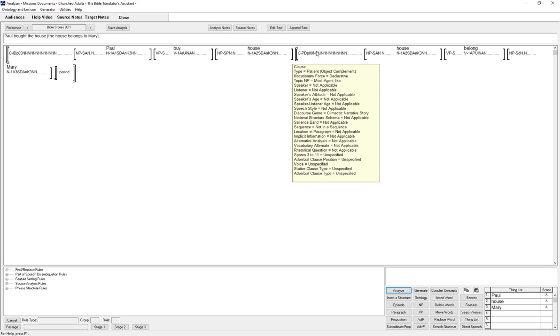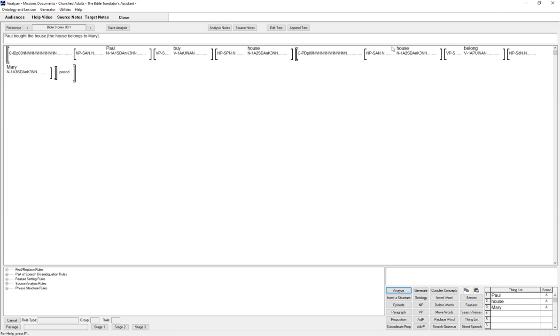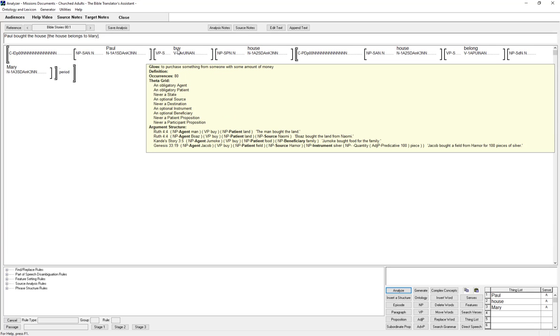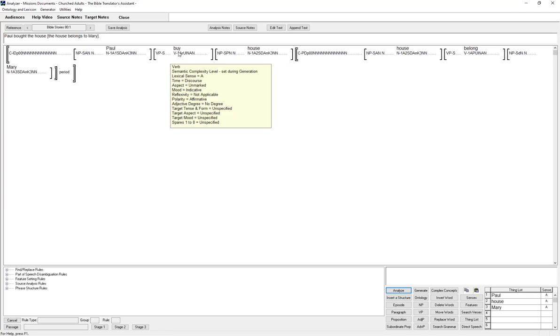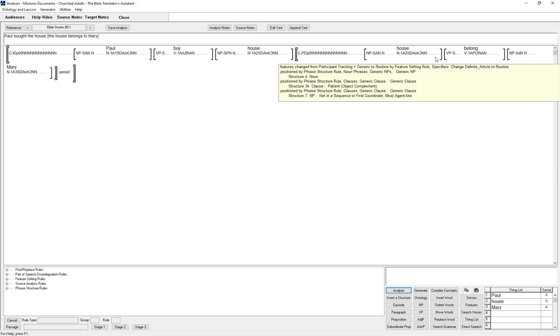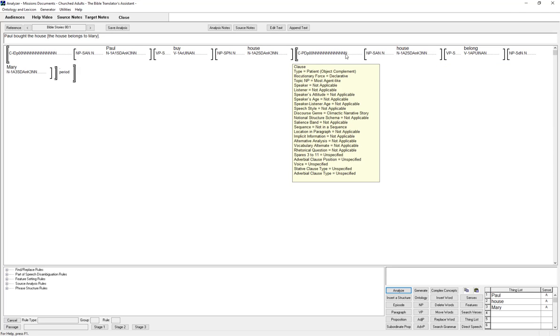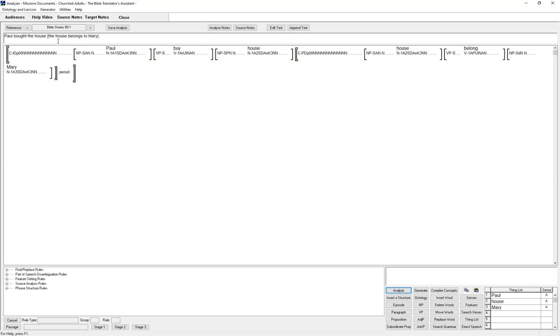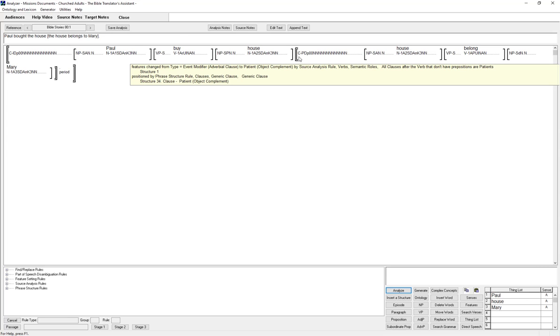It's going to put that as a, it made it a patient proposition by, unfortunately, by doesn't have a patient proposition argument, so it's just confused. It doesn't know what to do here. It knows it should be a subordinate clause because there's no period and it's in brackets, but it's not interpreting it correctly.